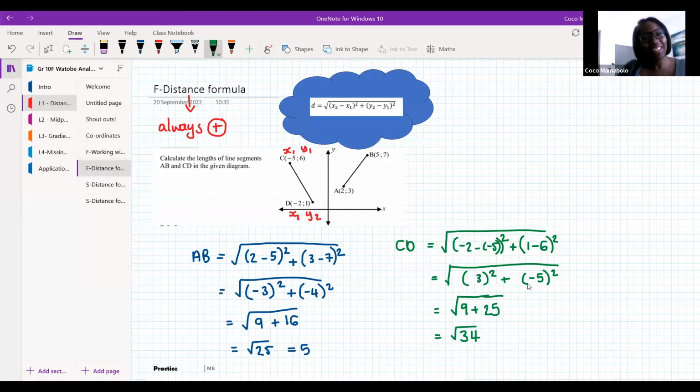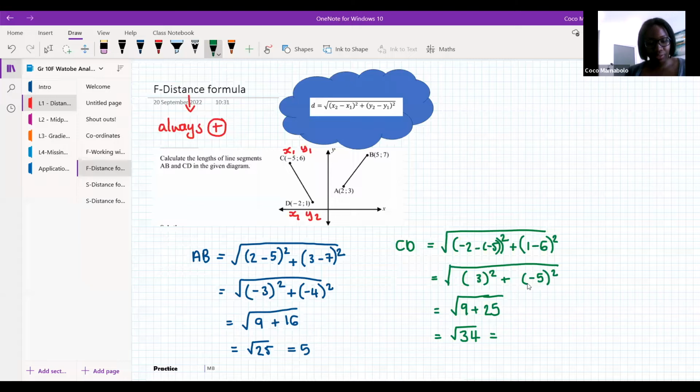It's 34. It's the square root of 34. Now, the square root of 34 is not a perfect square. It's not like the square root of 25, where we will get an easy answer. What we don't want to do is end up with a lot of decimals at the end, because if I put the square root of 34 into my calculator, it'll give me a lot of decimals.